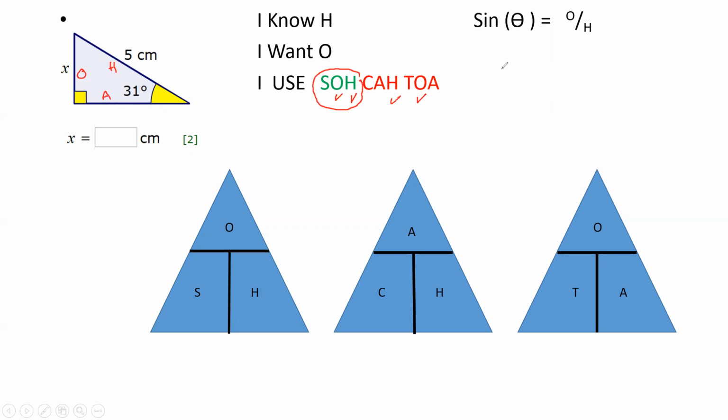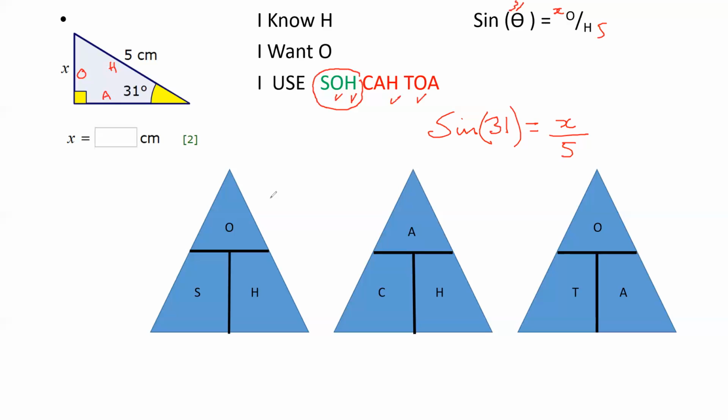So we can use the equation sine theta equals O over H, knowing that that's 31, that is X, and that's 5. So we can write sine 31 equals X over 5. We can solve it directly. We've got a calculator that can do that, or we can do a bit of algebra and solve it.